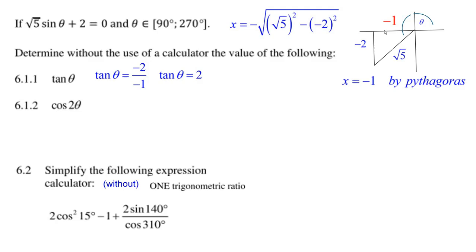Well, I'm looking at tangent. It's opposite over adjacent. That's minus 2 over minus 1. The tangent of theta is 2. Now, the cosine of 2 theta. How do we do that?